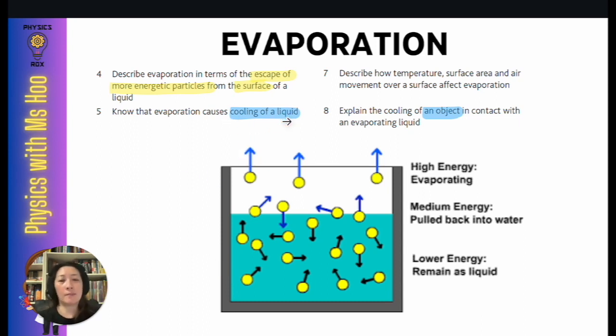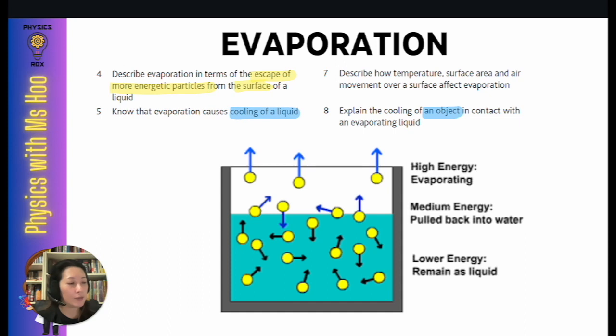Some examples where you might need to explain this would be, why is it that sweating produces a cooling effect? The reason is because the water particles have absorbed heat from the skin. Once the particles gain enough energy, they will be able to leave the surface of the water. That leaves behind a cooling effect because the skin has lost energy to those water particles.